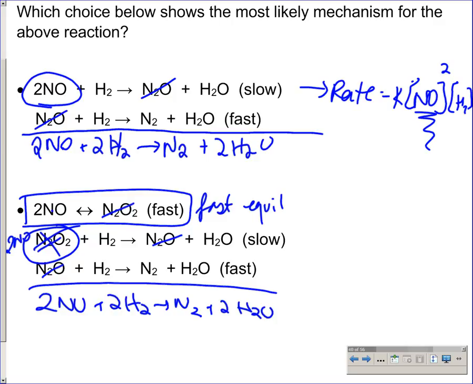Yeah. Why is it slow? If this one was slow, it wouldn't say that, because then you wouldn't know who would be your reactant at that point. So I just said a lot. I hope you wrote that down.